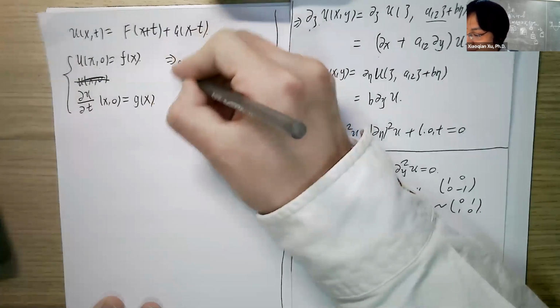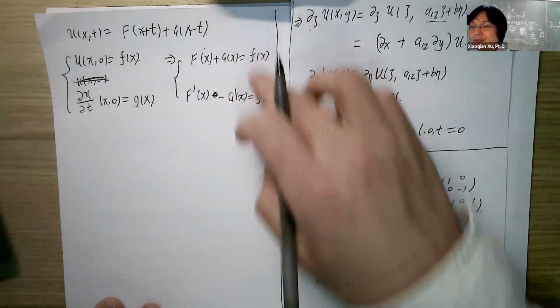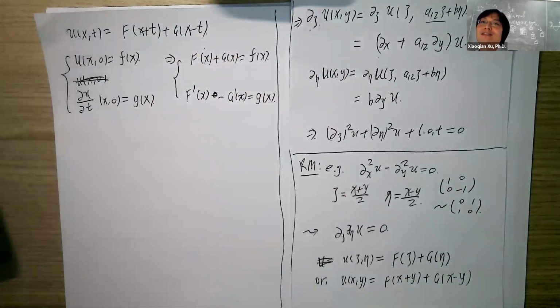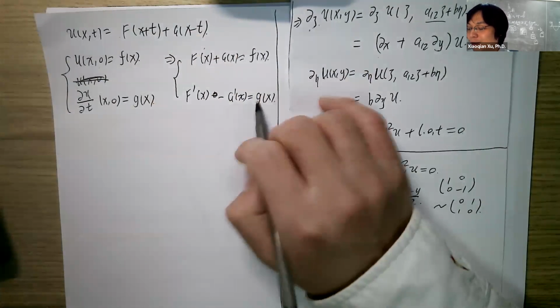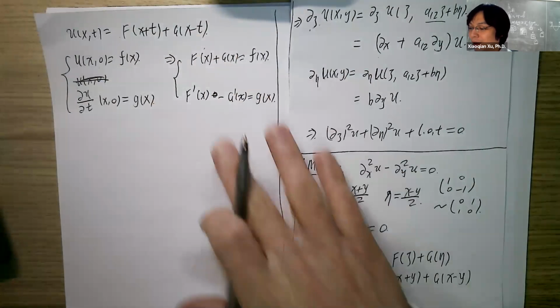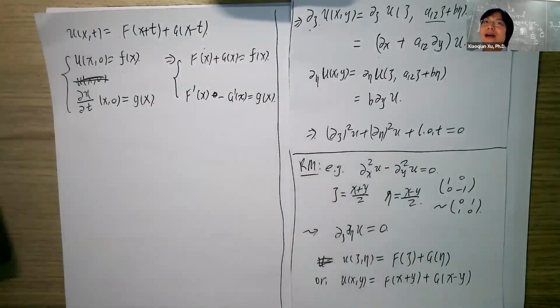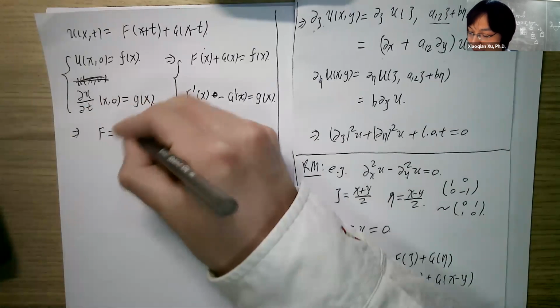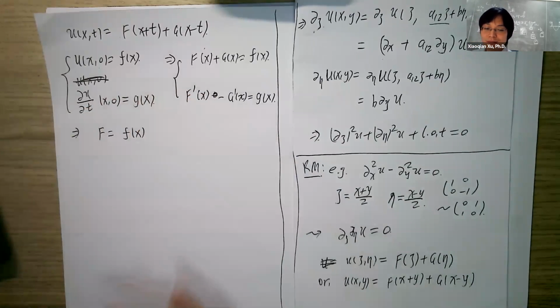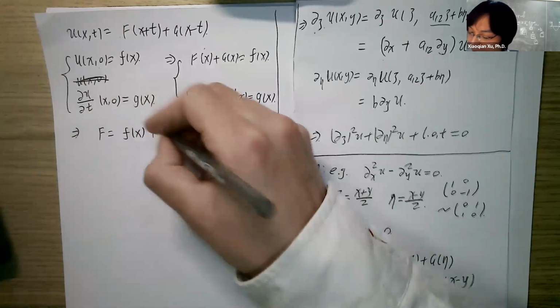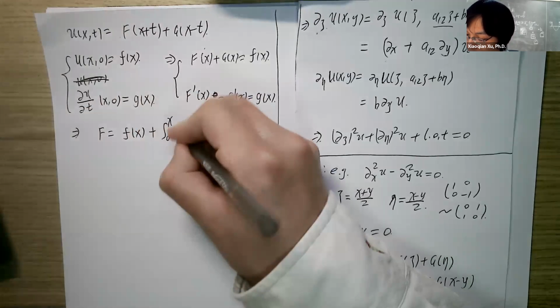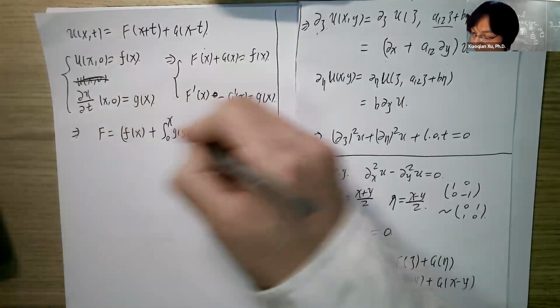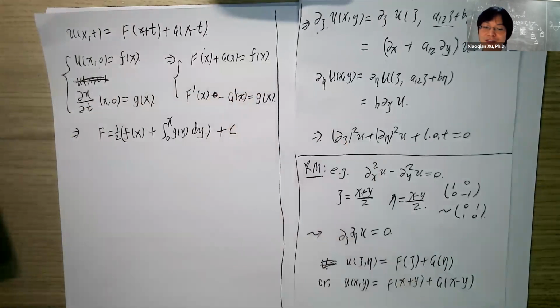So we only need to solve for this f and g. Well, that's not a problem, right? For the second equation, we can take the antiderivative of both sides, and then it is just f minus g equals the antiderivative of g. Which means f should equal f(x) plus the antiderivative of g, divided by 2, maybe plus some constant.